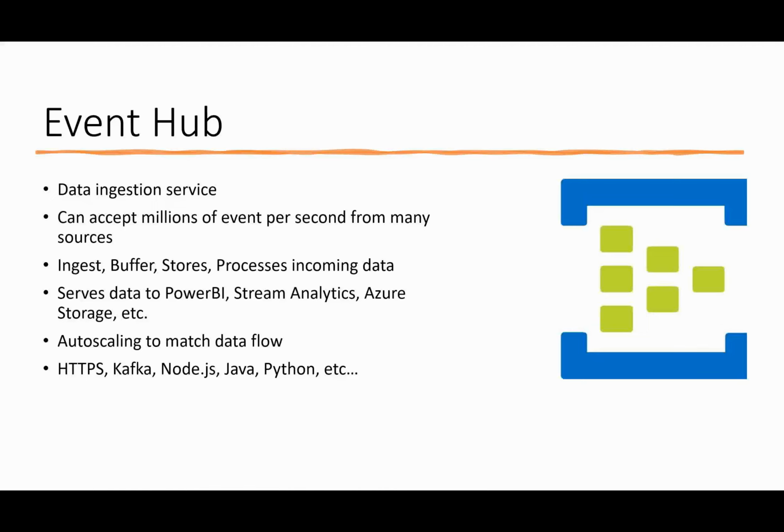Event Hubs can auto-scale to match data flow. We talked about auto-scaling in the first part of this series, where auto-scaling means it's going to expand based on your workload without any human intervention. You can work with HTTPS, Kafka, Node.js, Java, Python, using Event Hubs. A lot of different options for working with Event Hubs, but keeping in mind this is ingesting data. So if you've got streaming data from a service, from outputting logs, scientific instruments, or whatever might be spewing data, Event Hubs would be a way to get that data from your application into the cloud.